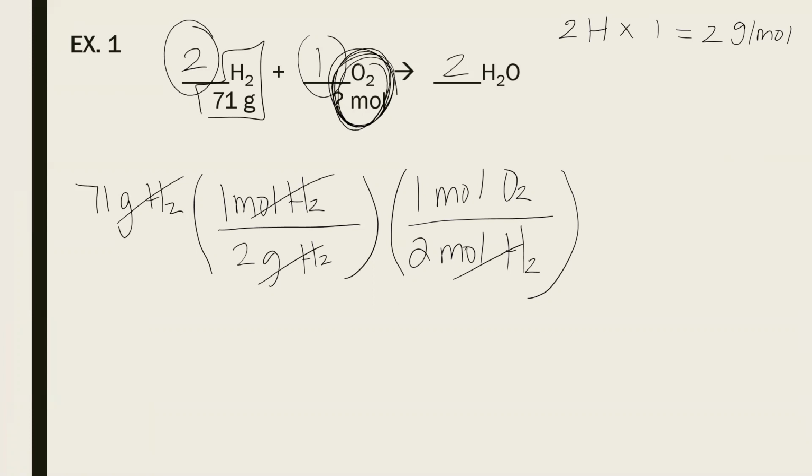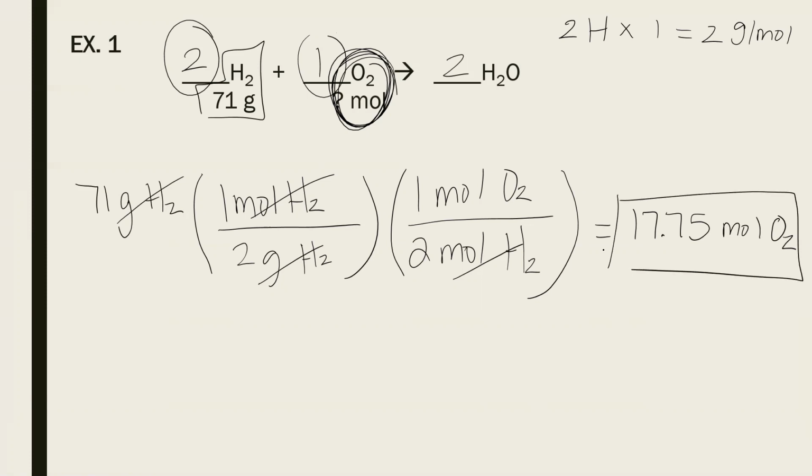So in your calculator, 71 times 1 divided by 2 times 1 divided by 2. I get 17.75, and I'm going to leave it because I like 2 decimals. If you round it to 17.8, I would accept it. Don't round up to 18. Don't go crazy. Moles of oxygen: not a super, super small number, but it's small compared to 71 grams.